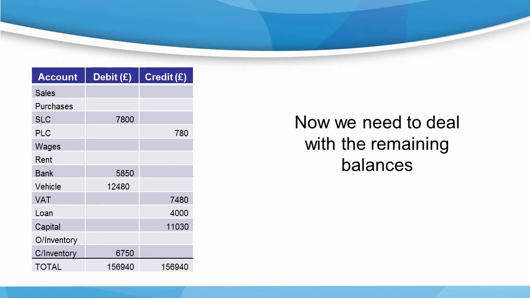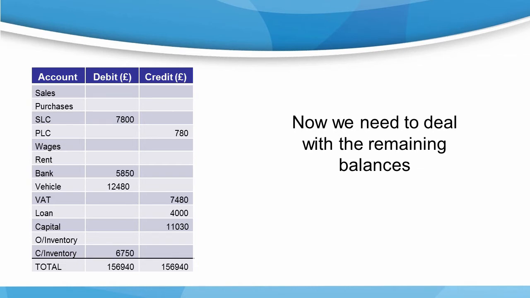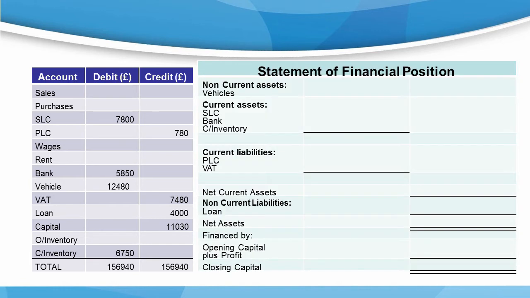Now we need to deal with the remaining balances on the trial balance. These will need to be shown on the statement of financial position. Again, you will probably be given a template a little like this. The statement of financial position always starts with the non-current assets. In our accounts we just have one, for vehicle.